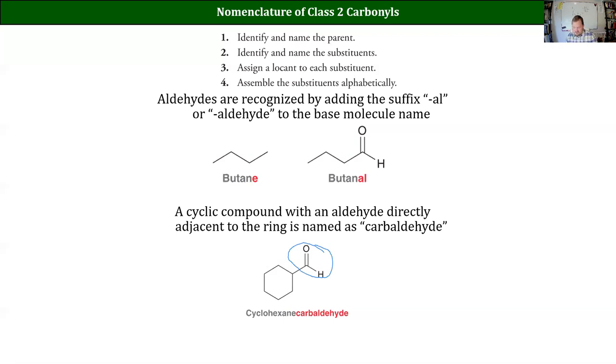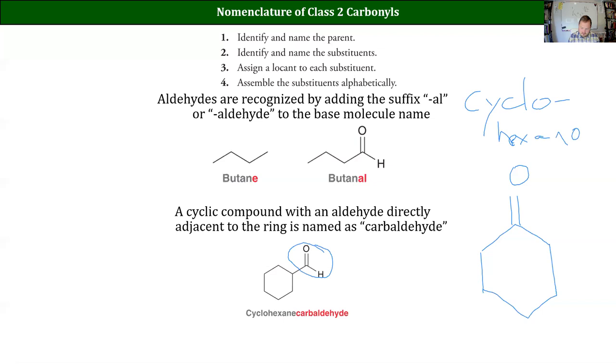However, a ketone can be part of a cyclo group, right? And so we would just name this cyclohexanone. If it was an OH that was attached, it'd be cyclohexanol.